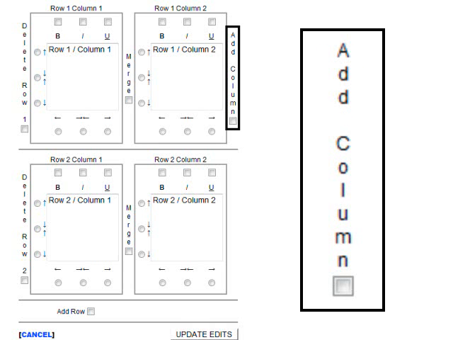To the right of the first row is the Add Column checkbox. To add another column to your table, place a check in this box and then scroll down to the bottom of the TableMaker page and click the Update Edits button. If you need more than 1 additional column, simply repeat this process until you have the number of columns you need for your table. Please note that StoryPit tables are limited to 5 columns, so the Add Column checkbox will not be visible if your table already has 5 columns.